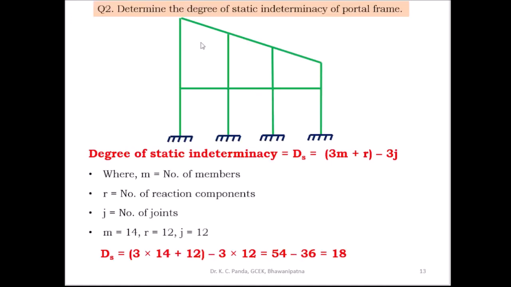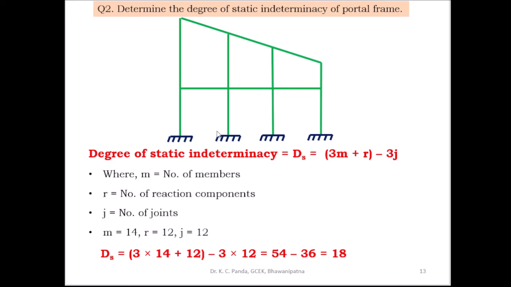Then coming to the next example, determine the degree of static indeterminacy of the portal frame. This is the portal frame, and you can find out the degree of static indeterminacy by using this equation: ds is equal to 3m plus r minus 3j. Here you have to find out the number of members, number of reaction components, and number of joints. Here this is the fixed support, so at each support there are 3 reaction components. So total reaction components are 3, 3, 3, 3, that is 12. Total number of reactions R is equal to 12.